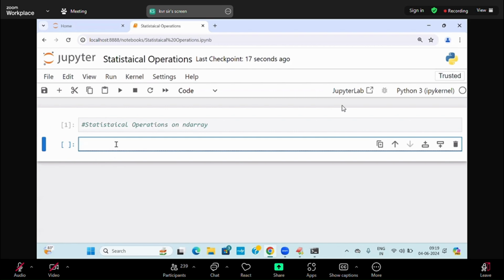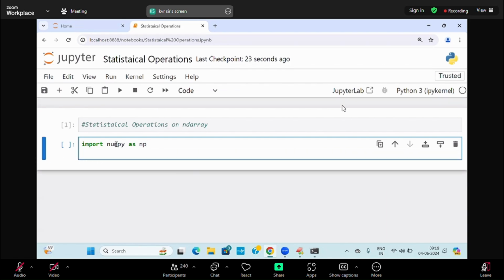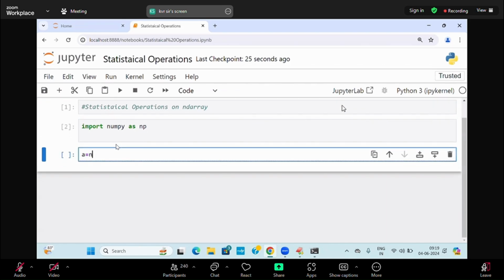So import NumPy as NP. Take one array: a is equal to np.array of, I'll take the data 10, 20, 30, 40, 50, 60, 70. Just take randomly if you want: 10, 15, some 4, some 20, some 19, minus 4, 23, and something like 17. This is 1D related information I'm taking.